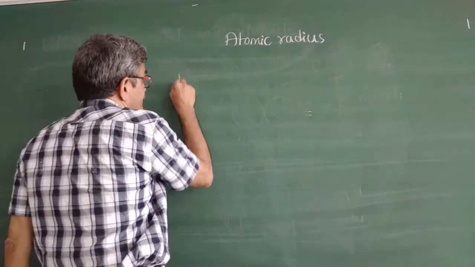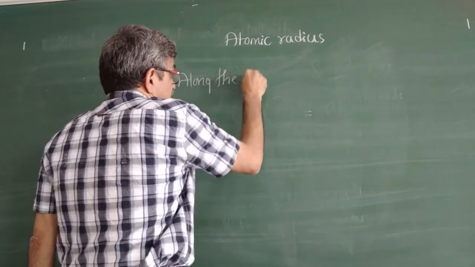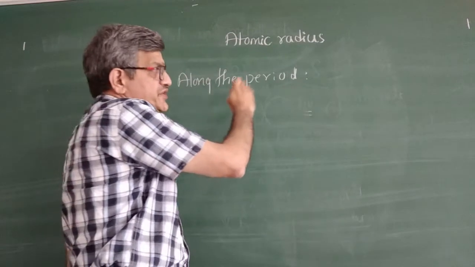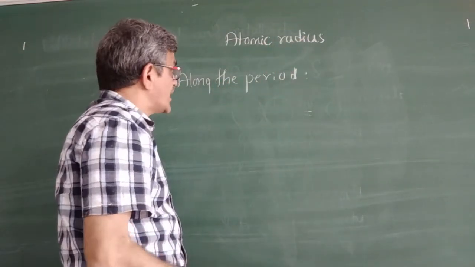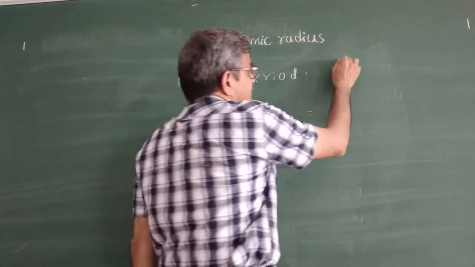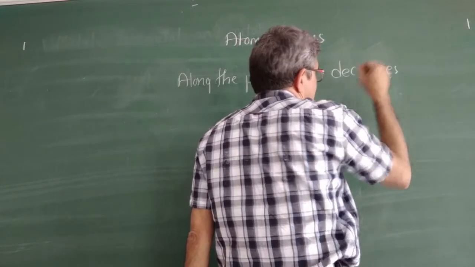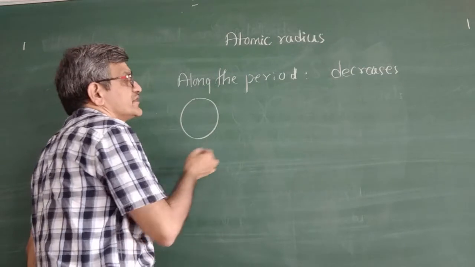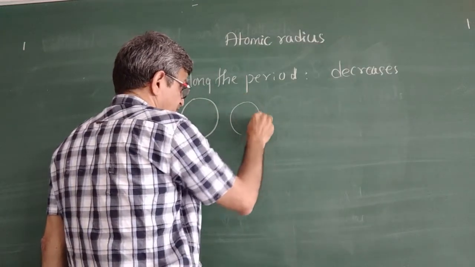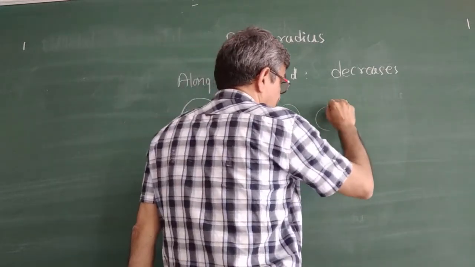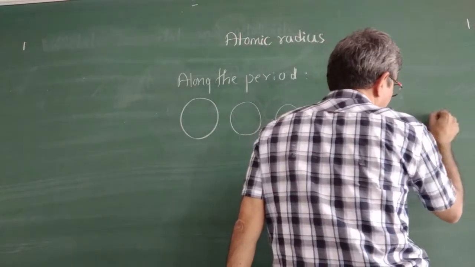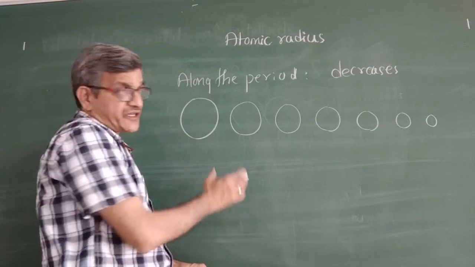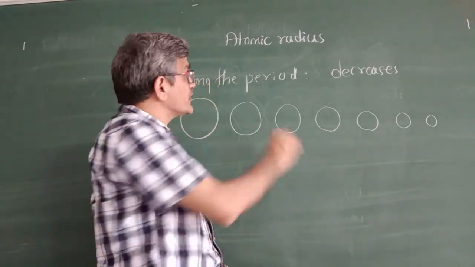So along the period, from left to right: sodium, magnesium, then aluminium, silicon, like that. Along the period, what happens to the atomic radius? It decreases. Along the period, atomic radius decreases. This is the first atom's radius on the extreme left side. You have to remember this diagram at least, so that you can indicate the size slowly decreases. Atomic radius decreases along the period.